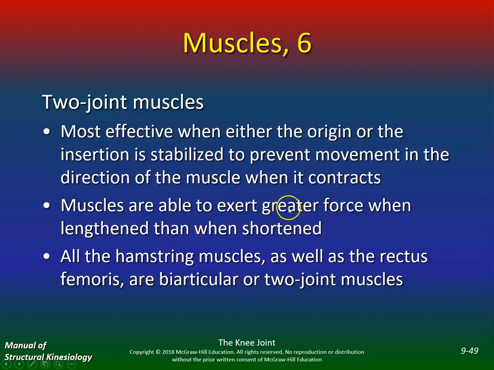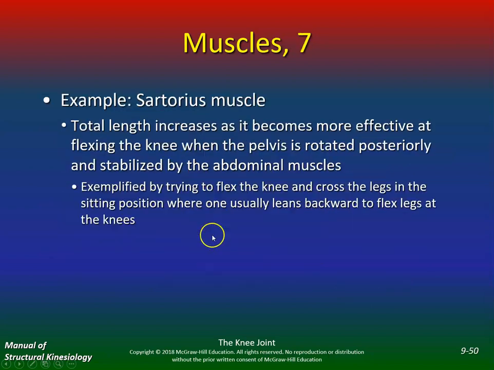So muscles are able to exert greater force when lengthened than when shortened. And all the hamstring muscles, as well as the rectus femoris, are biarticular or 2 joint muscles. So again, muscles are able to exert greater force when lengthened. The sartorius muscle's total length increases as it becomes more effective at flexing the knee when the pelvis is rotated posteriorly and stabilized by the abdominal muscles.